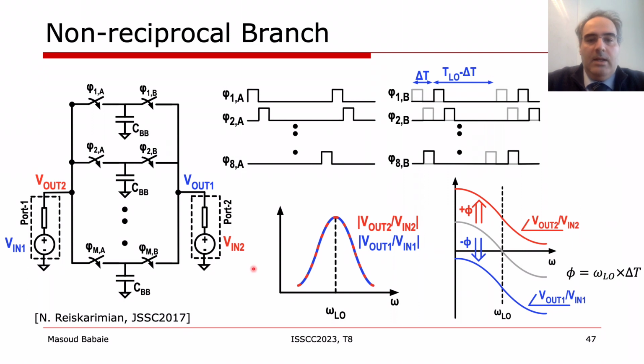On the other hand, when the signal propagates from right to left, it encounters a delay of T_LO minus delta t, or a phase shift of plus phi. Consequently, in this way, a non-reciprocal component can be realized.